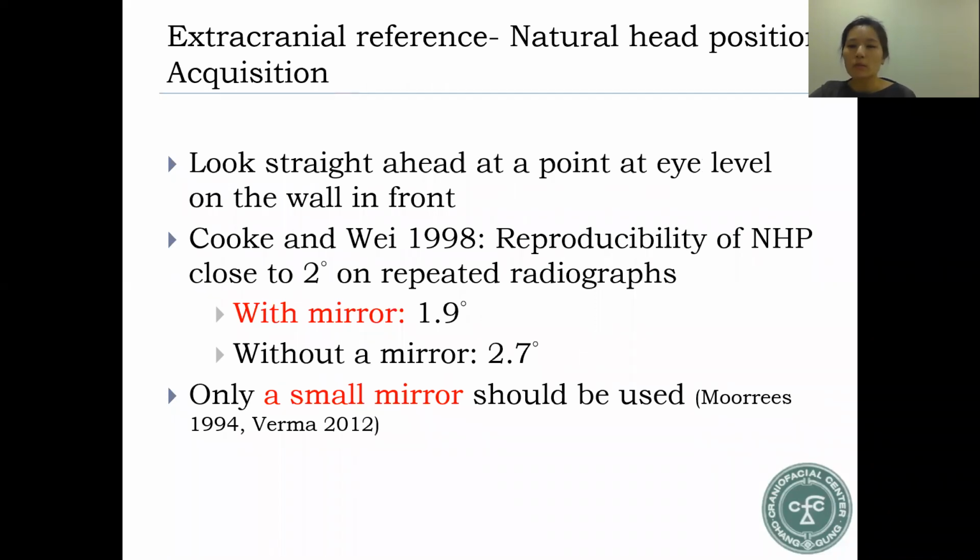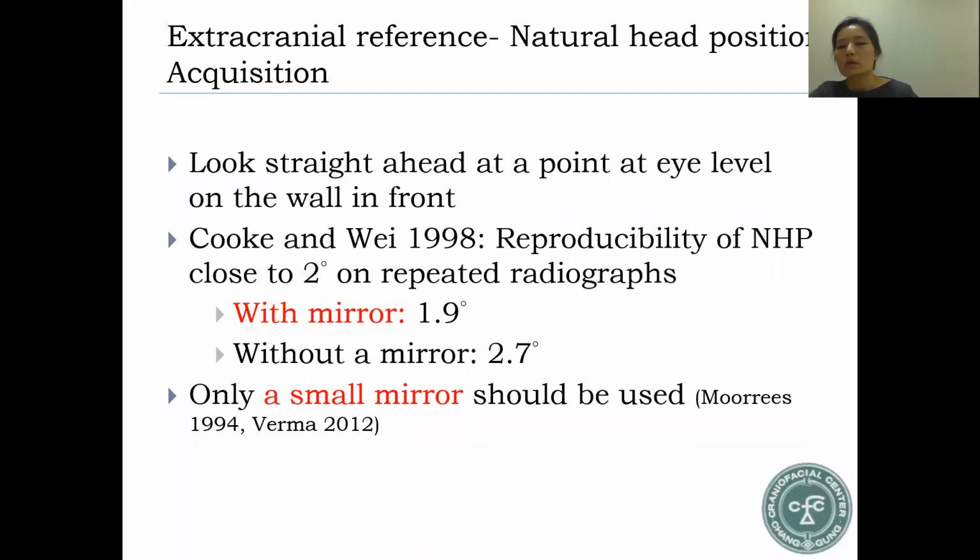And the simplest way to obtain natural head position is to instruct the patient to look straight ahead at a point at eye level on the wall in front. And several studies have found the reproducibility was better if there was a mirror on the wall. In 1998, Cook reported the reproducibility of natural head position was quite good, around 2 degrees, in repeated radiographs, and the reproducibility was better if a patient was looking at a mirror.